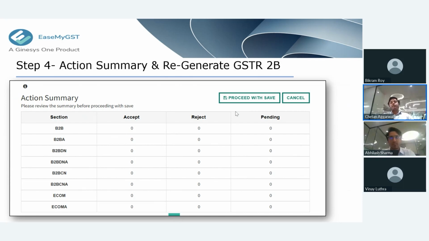Before submitting this action on the government portal, an action summary or regenerate GSTR2B pop-up is shown on your EMG portal. If I accept the B2B invoices, then they will come in the accept section. And if I reject the invoice, then it will fall into the reject section. And apart from B2B, there are some other types of invoices as well, like B2B amendment, B2B debit note, B2B debit note amendment, B2B credit note, B2B credit note amendment. So this is basically a summary which will be created after taking the action on the IMS on the EMG portal.